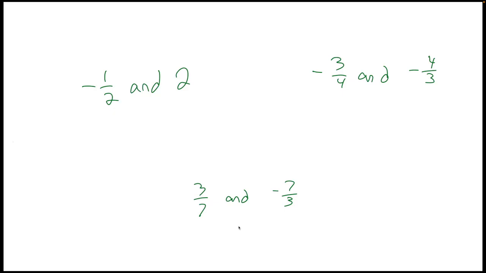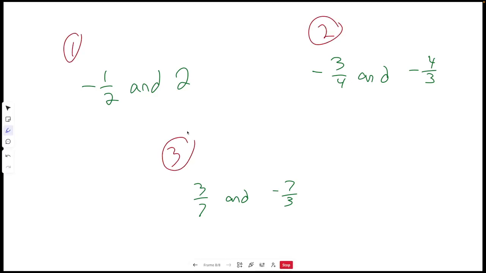Okay, now that you've had time to work on these, let's check the solutions in 3, 2, 1. For number 1 in the top left, you should have said yes. Flip it and opposite it. For number 2, you should have said no. Those are not negative reciprocals. And for number 3, we should have said yes, they are.